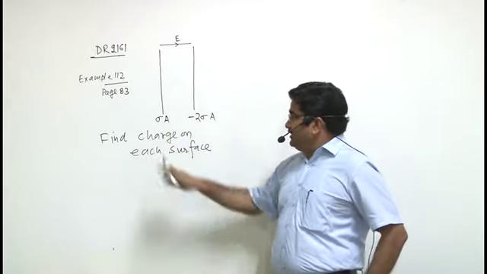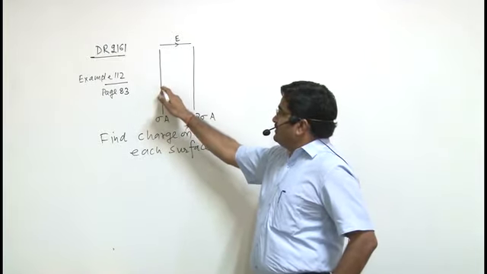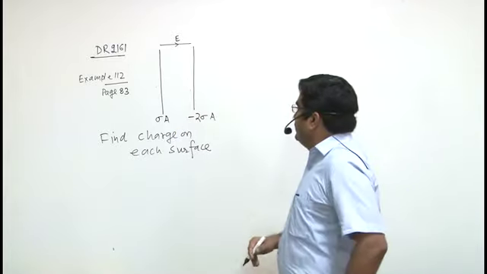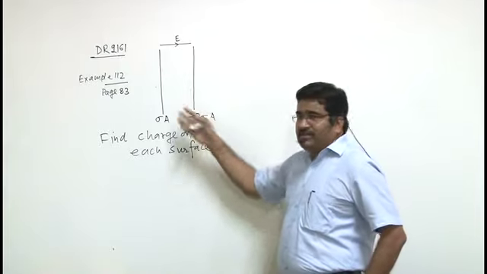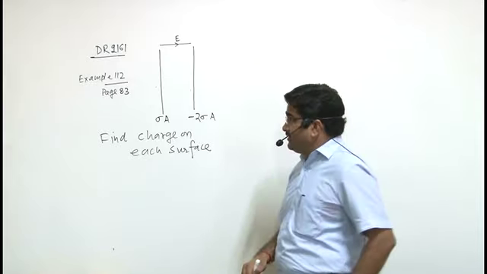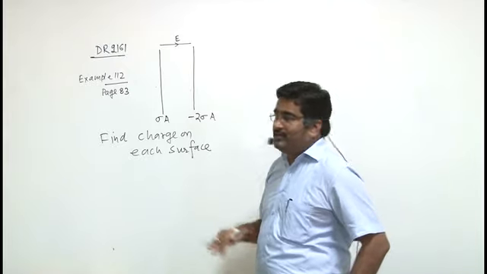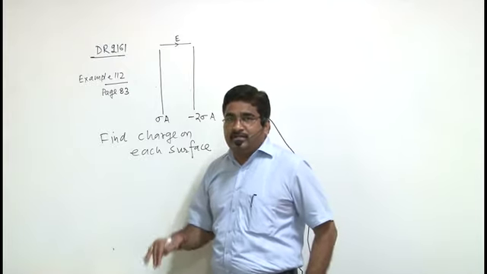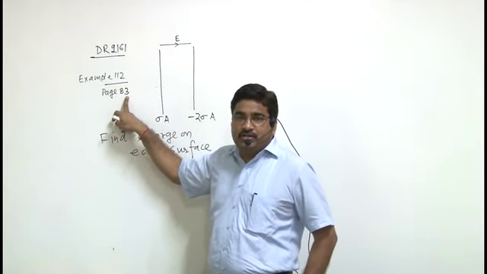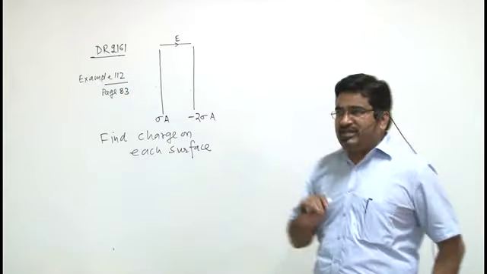Now we are asked to find out the charge on each surface. There are four surfaces. One surface is here, one surface is here, one is here, one is here. There are four surfaces, and we have to find out the charge on each surface. Now the similar example has already been given in the booklet. There is one important concept which we will use in solving this question, and that concept has already been explained in the example number 112, that is on page number 83 of this booklet. So referring to that, using that, we will solve this question very easily.